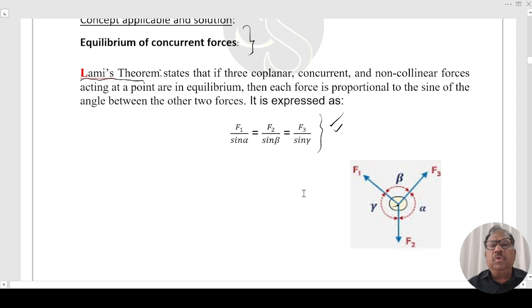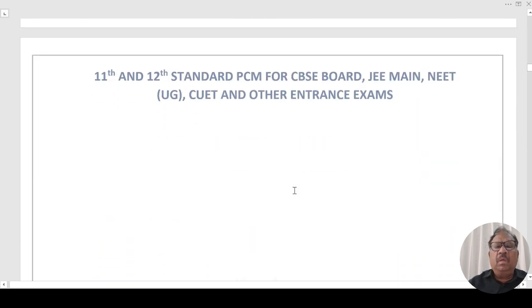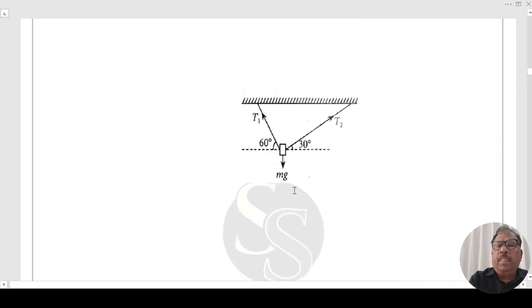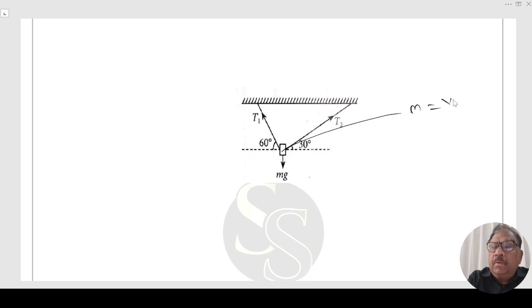Now applying Lami's theorem to the question. Question I will reproduce here. This is one force T1, another force T2, another is mg. Three forces and this is in equilibrium. This body is of mass 1 kg. Three forces are acting on it and the mass is in equilibrium. In that case, T1, T2, mg.